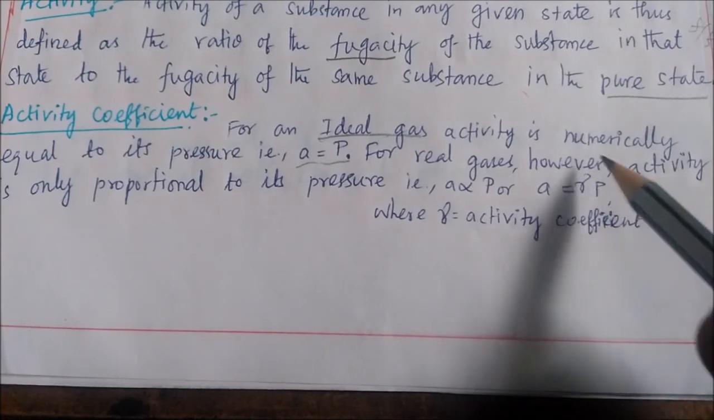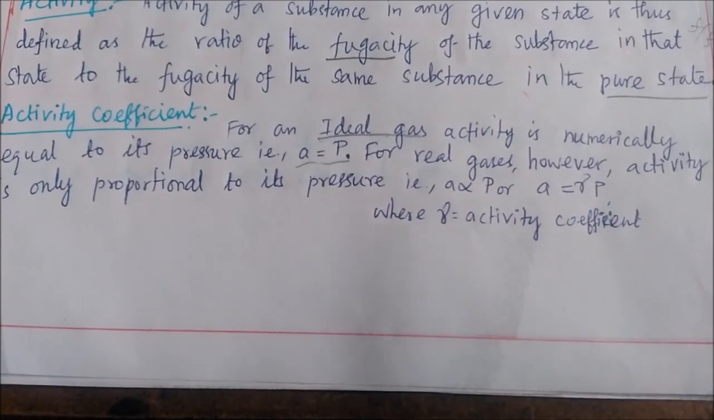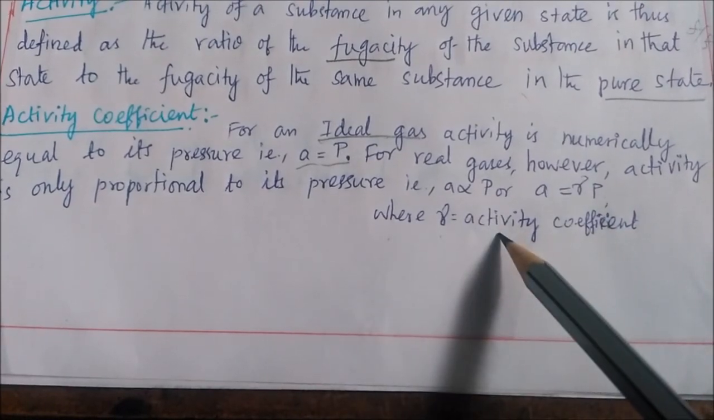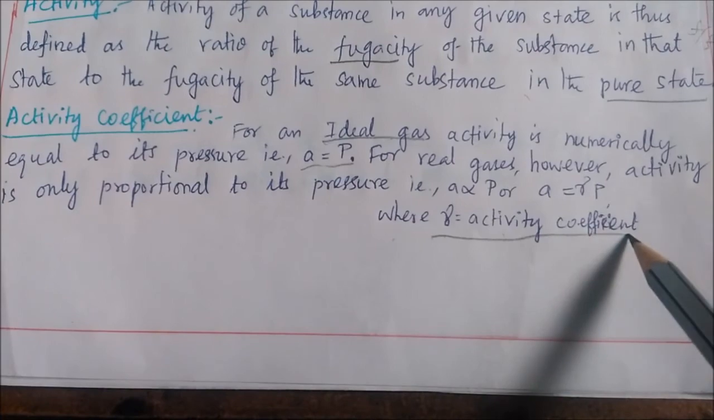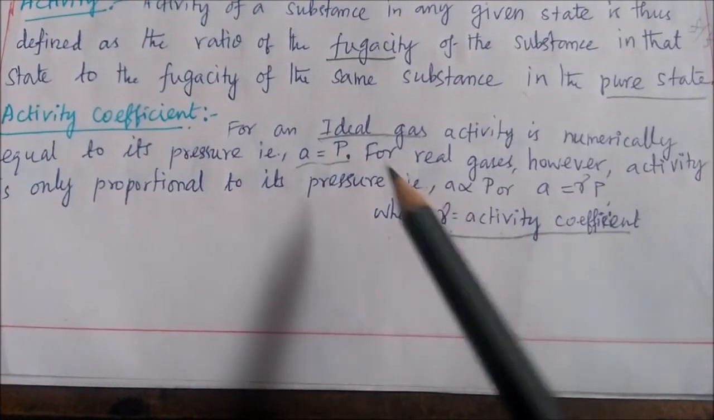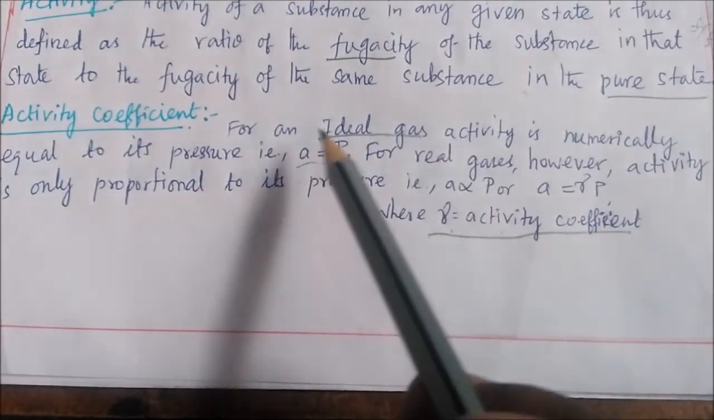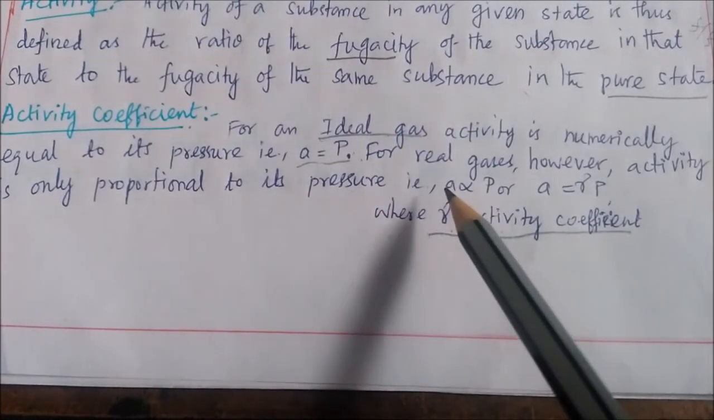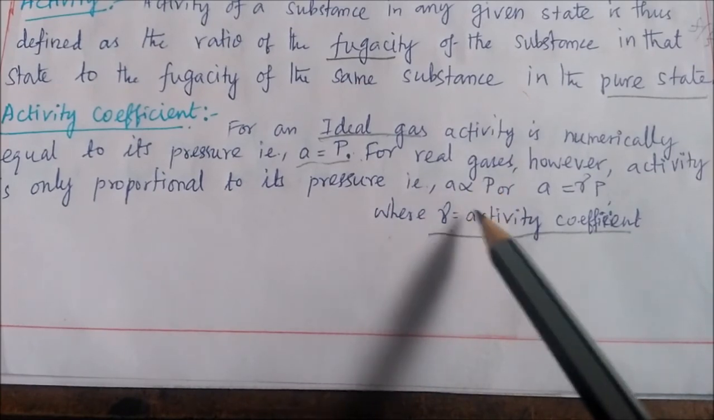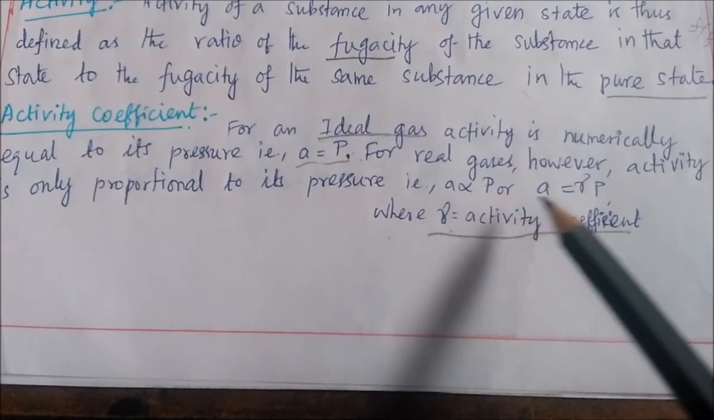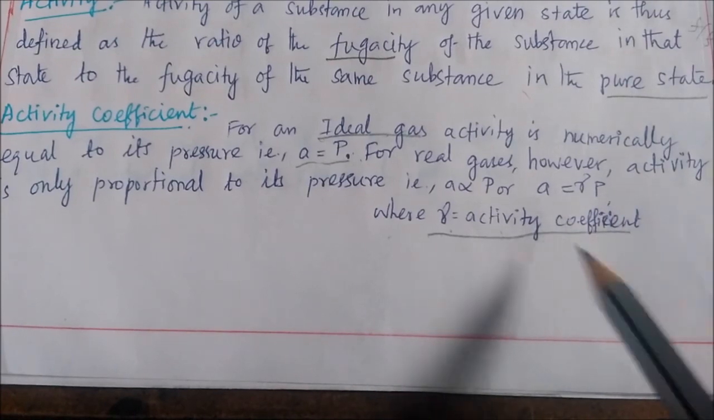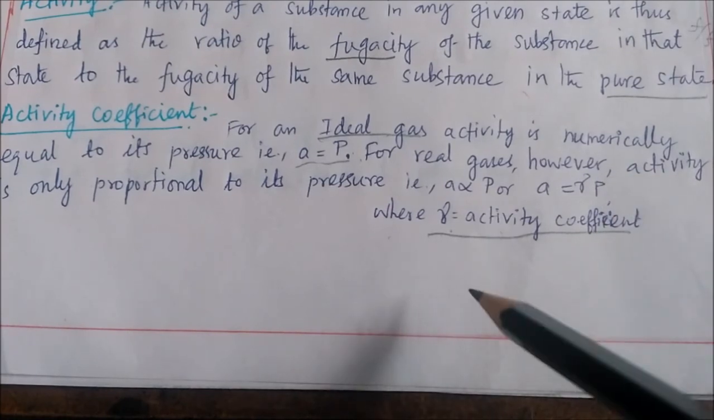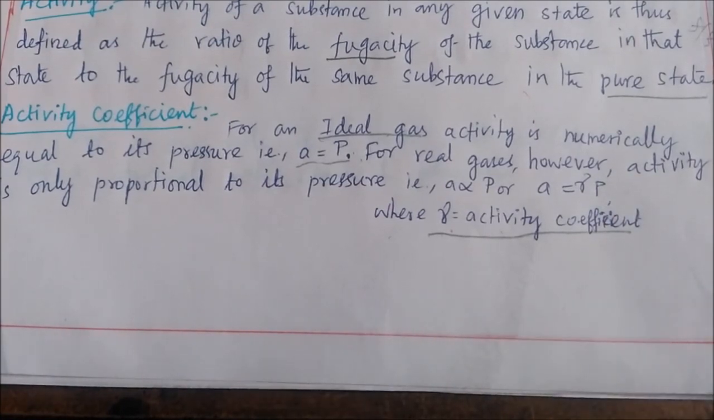This symbol is pronounced gamma, and gamma is the activity coefficient. So for an ideal gas, activity is equal to P, that is pressure. But for real gases, activity is only directly proportional to P. So A is equal to the constant gamma into P, and that gamma is known as the activity coefficient.